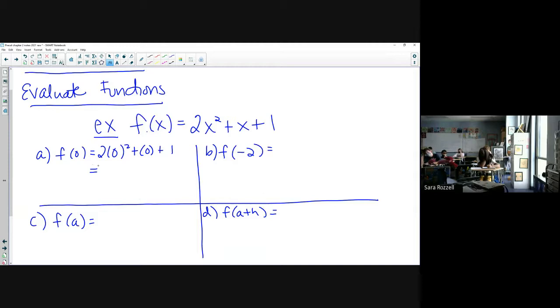And what would that equal? That would equal 1. So f of 0 is 1.